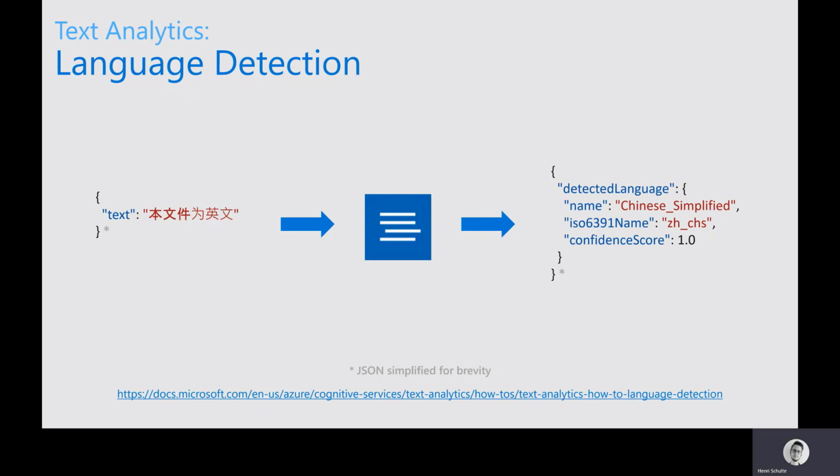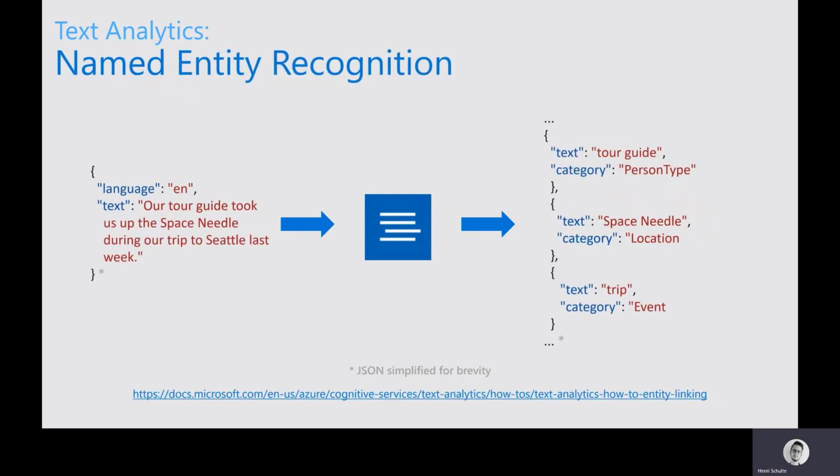Language detection is the first one I want to show, and this one is very straightforward. We provide some text and we get back a detected language with the name, the ISO code, and the confidence. This will be useful later on because we will actually pass the language code to other services, like, for example, named entity recognition.